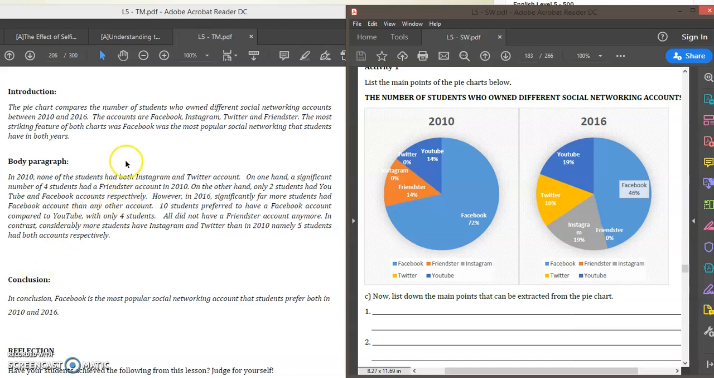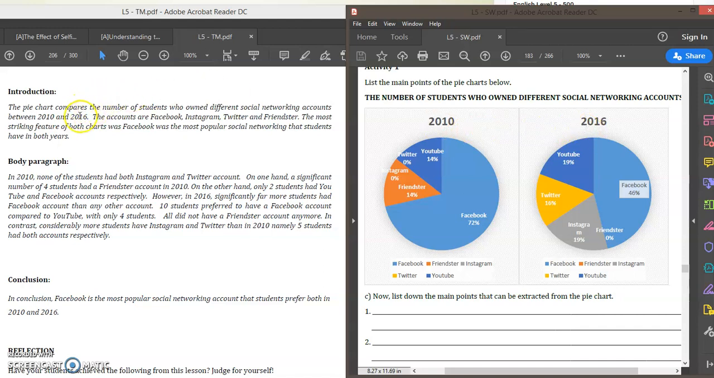Right, so for the introduction, it will have the two elements that we have discussed previously. The same elements are in there, but if you notice, the first sentence of the introduction, which is the description of the chart, says the pie chart compares. Now this is where you can use the word compares, because now you are comparing two pie charts, the one in the year 2010 and the other one in the year 2016. So you can use the word compares.